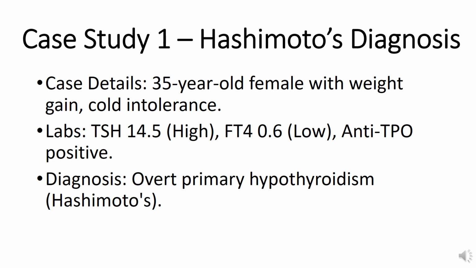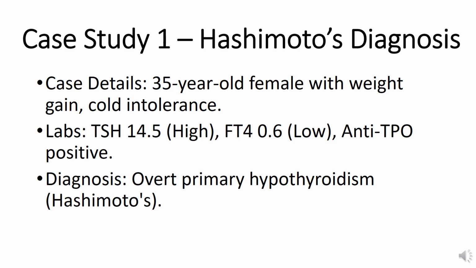The patient has overt primary hypothyroidism caused by Hashimoto's thyroiditis. The elevated thyroid-stimulating hormone shows that the pituitary gland is trying to stimulate the thyroid. The low free thyroxine confirms inadequate hormone production. The positive anti-thyroid peroxidase antibodies identify the underlying autoimmune cause.